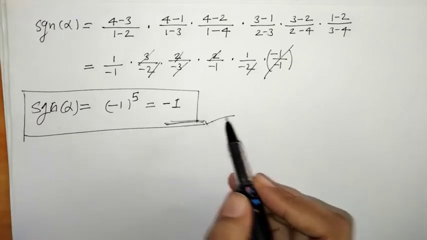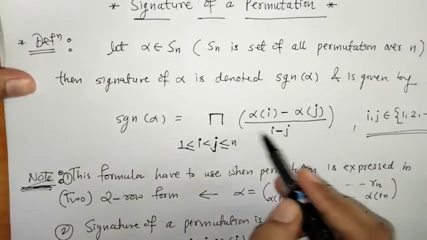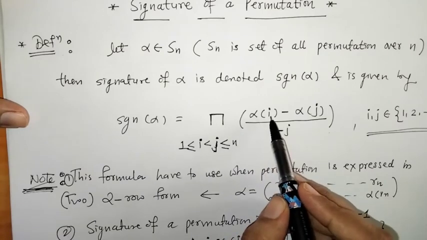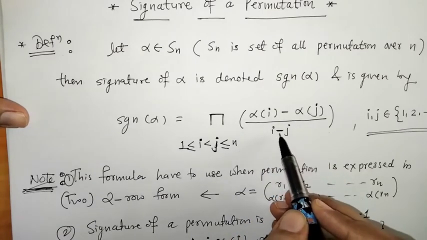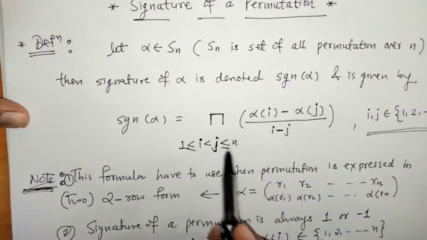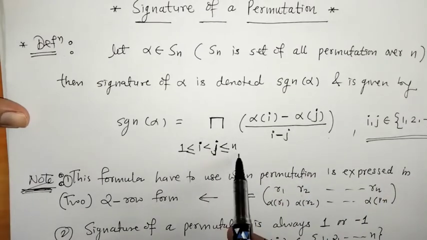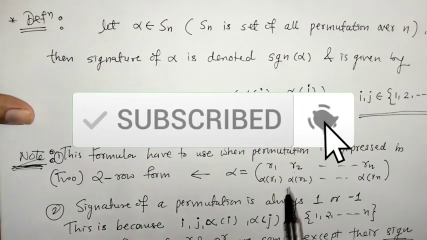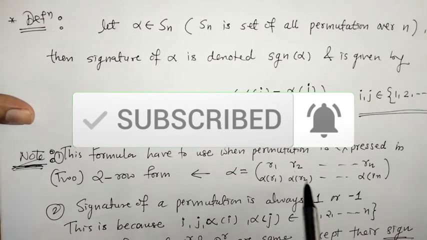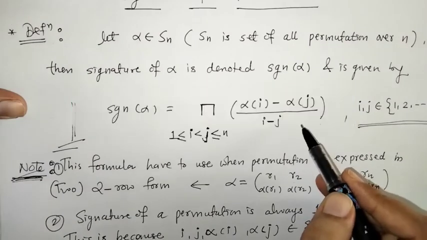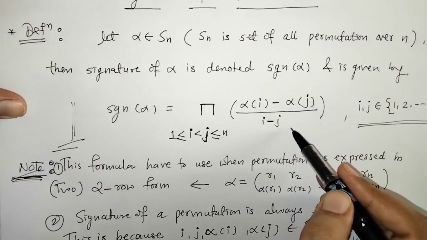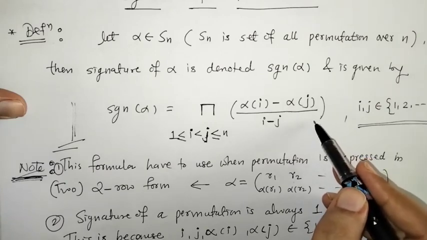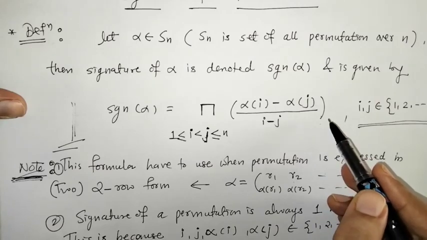For this we have to remember this given formula. The signature is given by the product of alpha of i minus alpha of j upon i minus j, satisfying this condition on i, j. And we have to use this formula only when the permutation is given in two-row form. So we have to remember this formula for finding the signature of a given permutation, and we have seen how to use this formula for finding the signature.